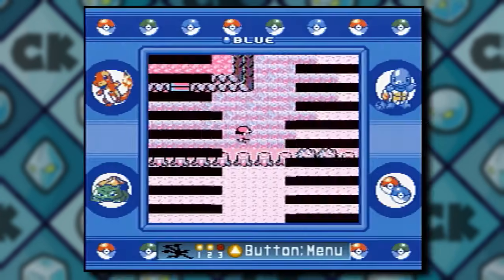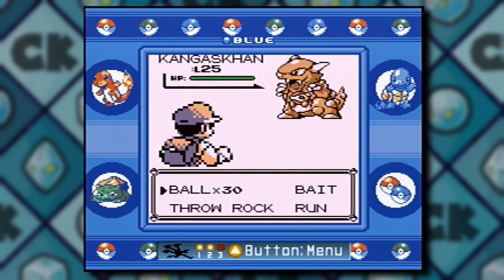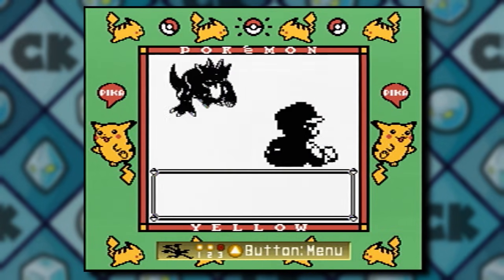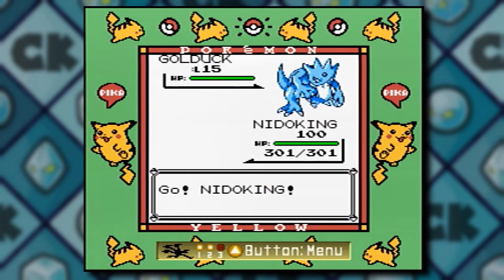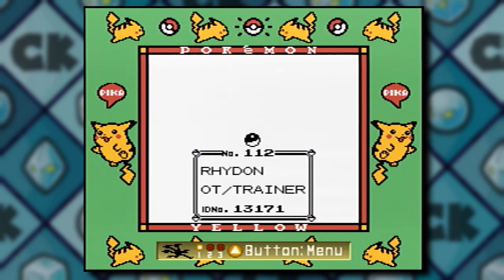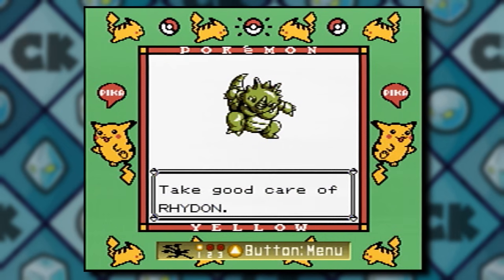To start, I said there was no way to get a Kangaskhan for Pika Cup until Gold and Silver came out. However, by surfing in Route 6 in Yellow version, you're able to find a level 15 Golduck. This can then be used to trade with the NPC in the Pokemon Lab to get a Rhydon at level 15, which is one of the Pokemon that I said was illegal for Pika Cup.